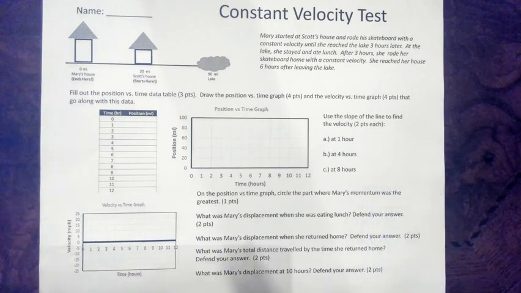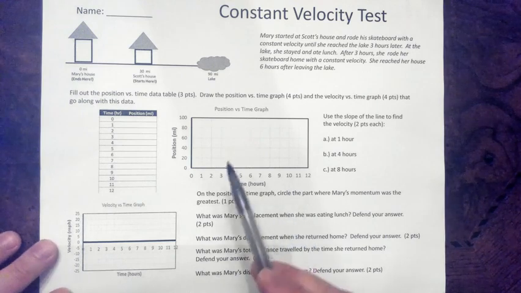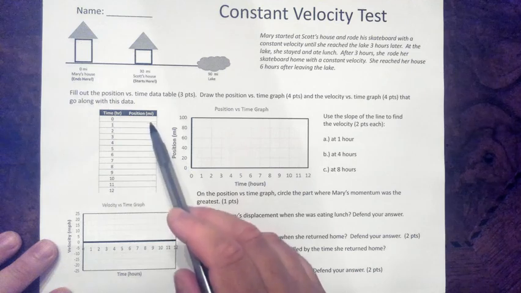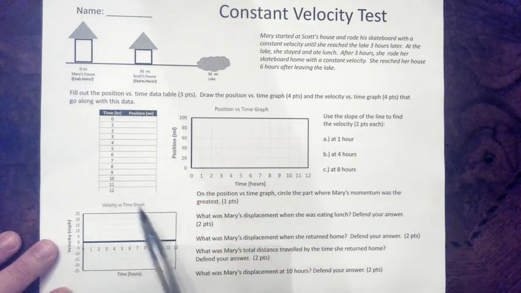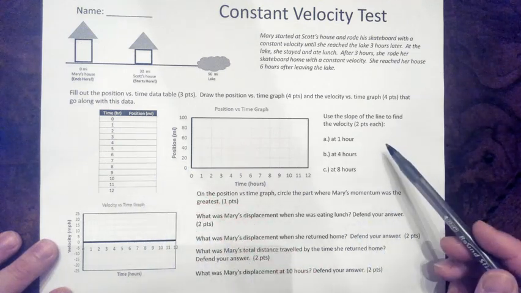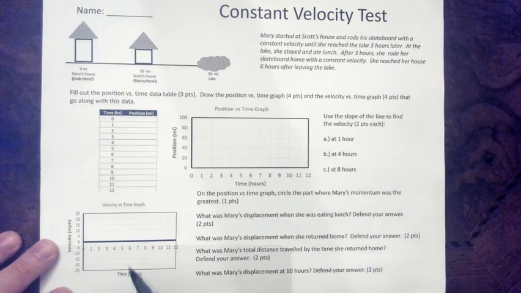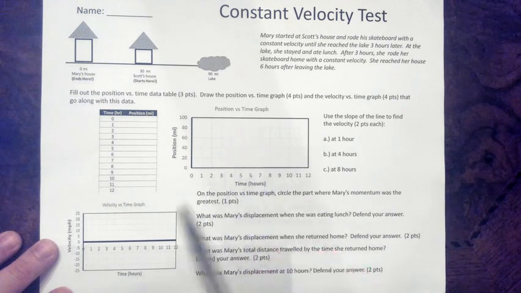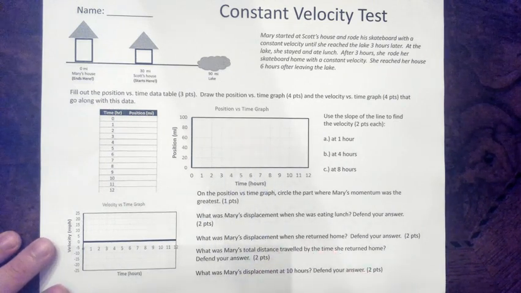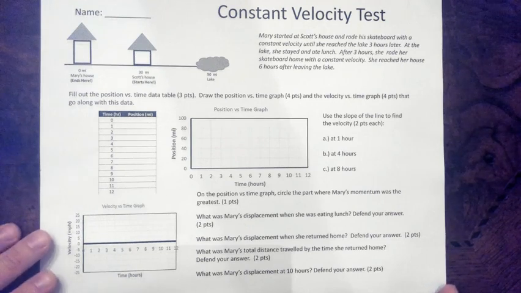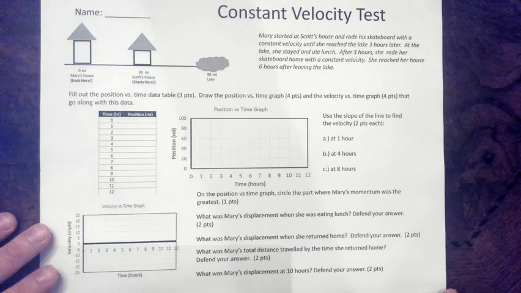Alright, and so this has a little bit of everything. It has a scenario where you draw the motion on a position time graph. There's a time and position data table. And then you have to find velocity, you have to find displacement, distance, and you also have to convert the position time graph to a velocity time graph. If you have any trouble during this video and you want to know more, we'll have links throughout the video that you can click on and get some help on that specific topic.